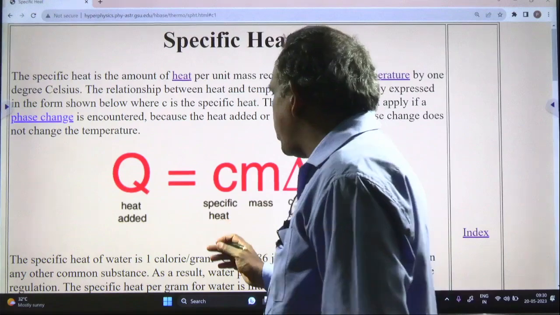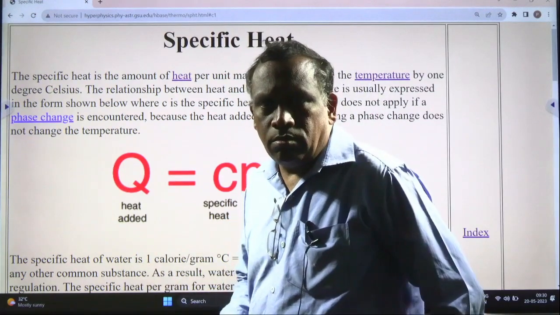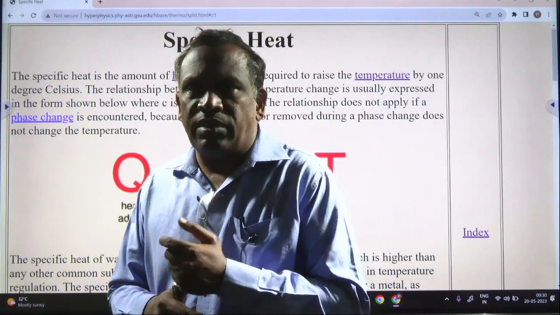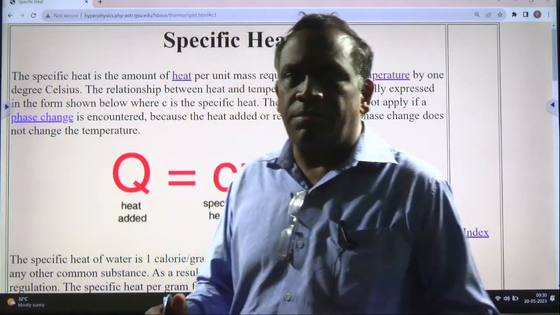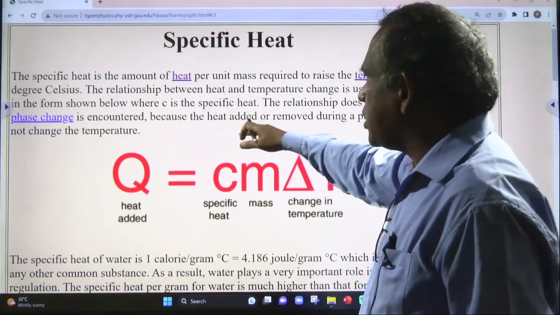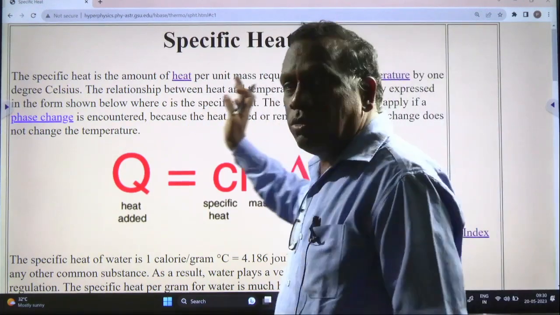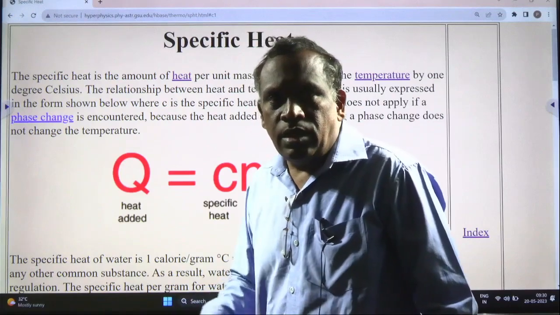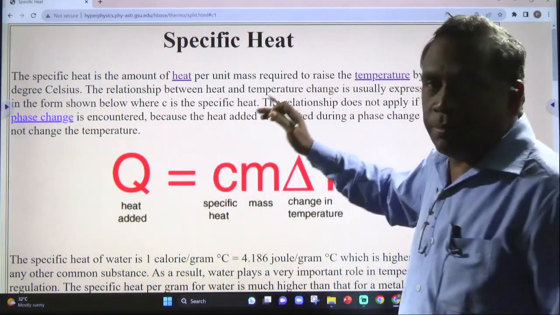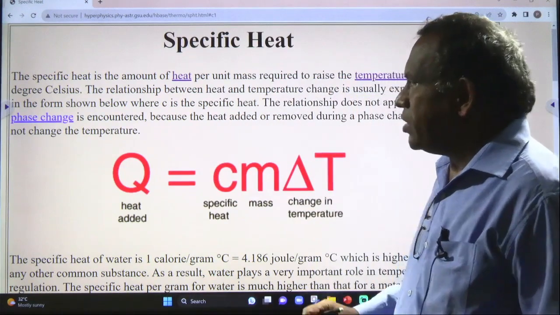So these types of quantities, like the change in temperature, the specific heat and heat, all come under calorimetry. Specific heat is the amount of heat per unit mass per unit degree rise in temperature.